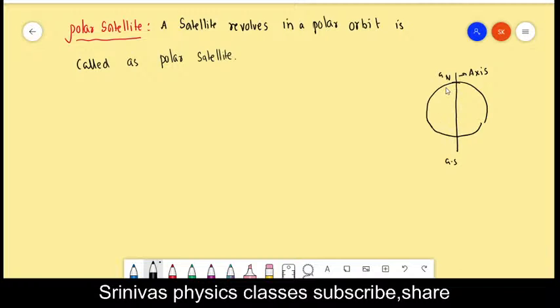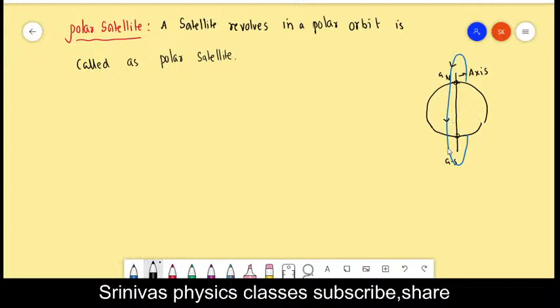And now, this is one pole of the Earth, and this is the other pole. Earth also acts as a magnet, so it has two magnetic poles. Now our satellite revolves around the poles. Like this it will revolve, right? You see here. Like this it will revolve around the poles.